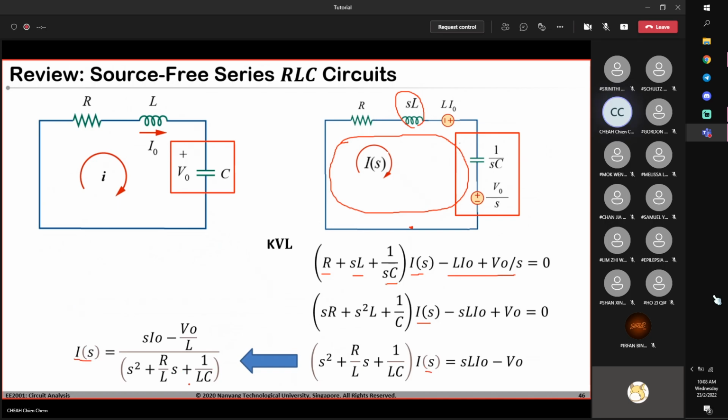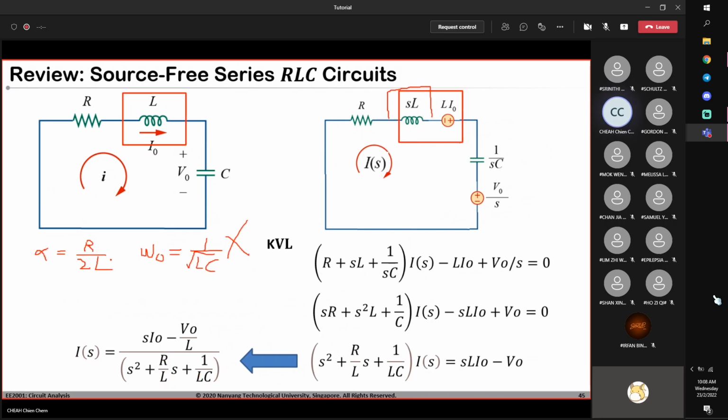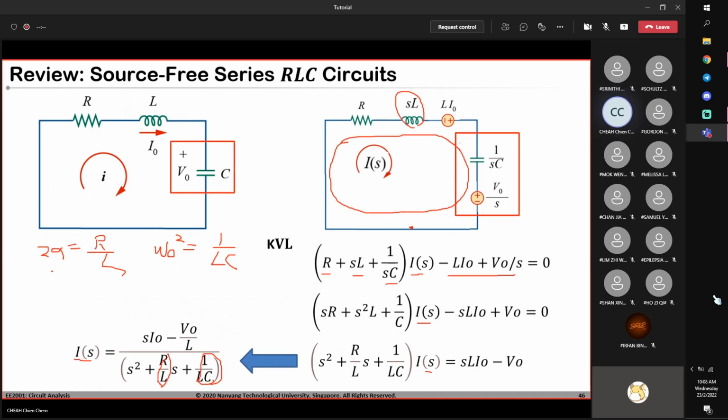Now what I want to show here is this characteristic equation. Remember 2 alpha is R over L, so it's reflected here. And then omega 0 squared is 1 over LC, which is also reflected here. Which means that even if I forgot this one, I'll just do 1 or 2 steps using this. In fact, you don't even need to care about the initial condition.